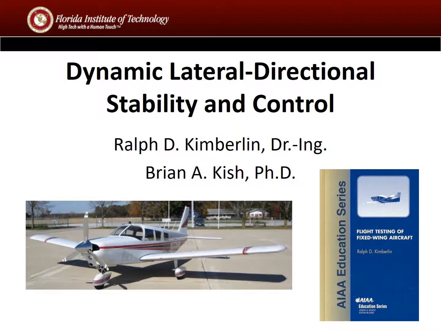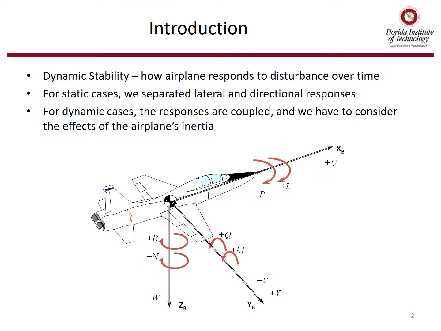We'll now cover dynamic lateral directional stability control. The information from this topic can be found in Chapter 29 of the book. The definition for dynamic stability was how the airplane responds to a disturbance over time.